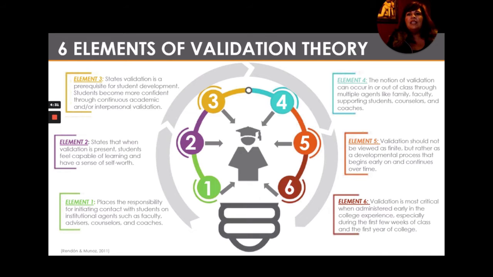The first element places the responsibility for initiating contact with students on institutional agents such as faculty, advisors, counselors, and coaches. Non-traditional students will likely find it difficult to navigate the world of college on their own. They will be unlikely to take advantage of tutoring services, faculty office hours, or even the library. They feel uncomfortable asking questions because they do not want to be viewed as stupid.